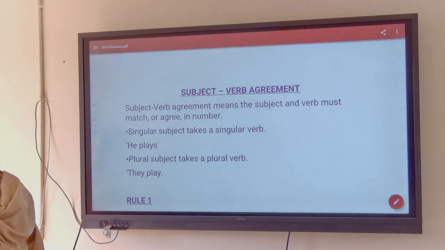Today, I will be talking about subject-verb agreement. This is a very important topic in English grammar. So I will explain the topic first. Subject-verb agreement means the subject and the verb should match and agree with each other.